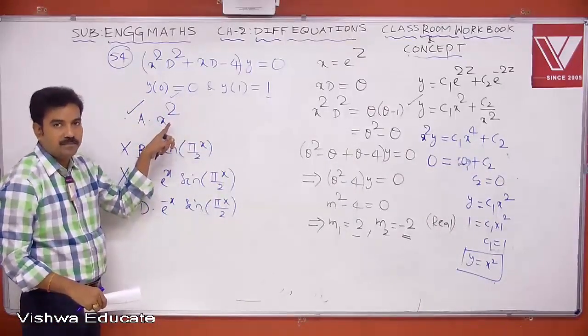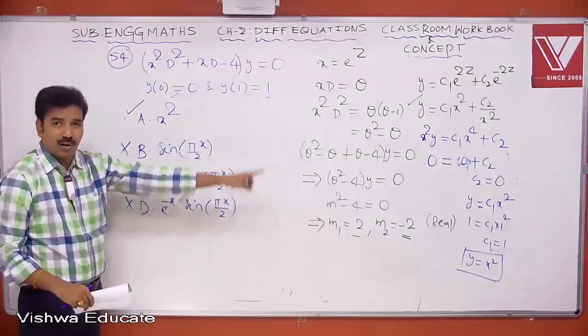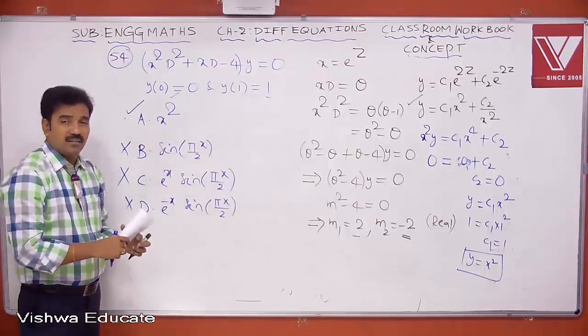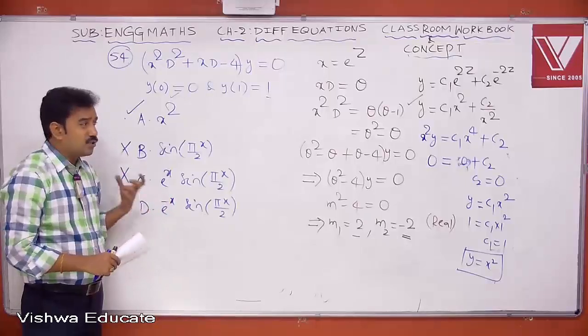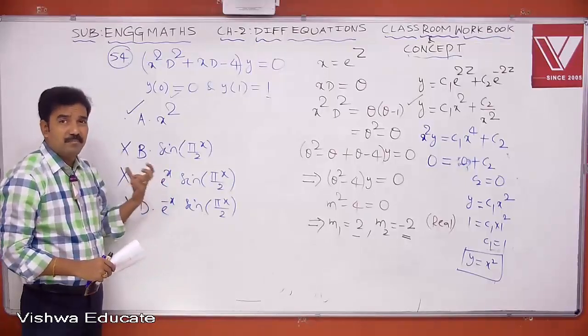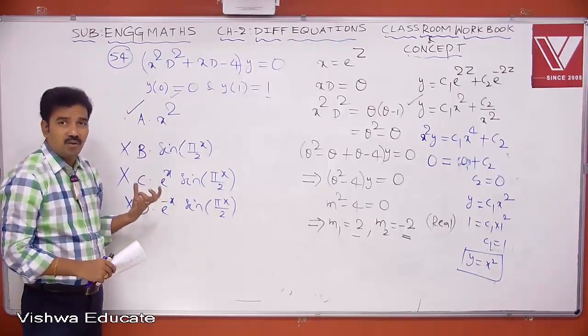Option A. Okay. This is for your reference only. But while writing the GATE examination or any competitive examination, when options are given, don't do the entire calculation. It's simply a wastage of time. Got it?